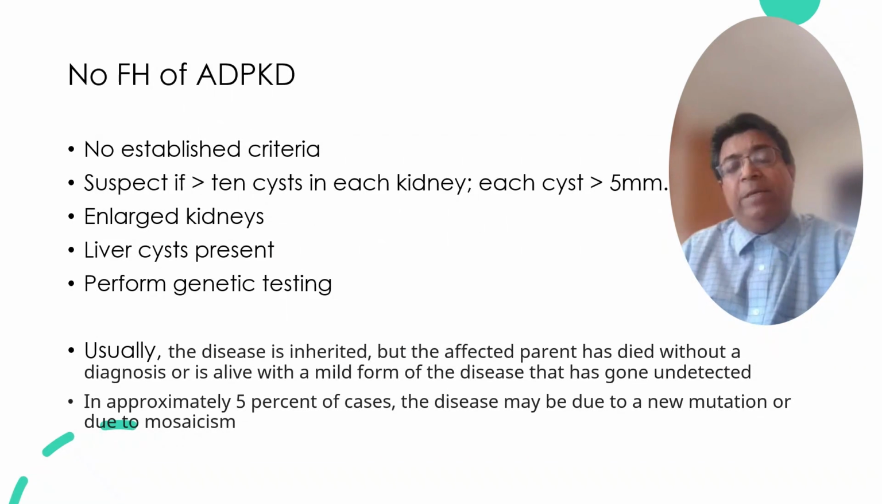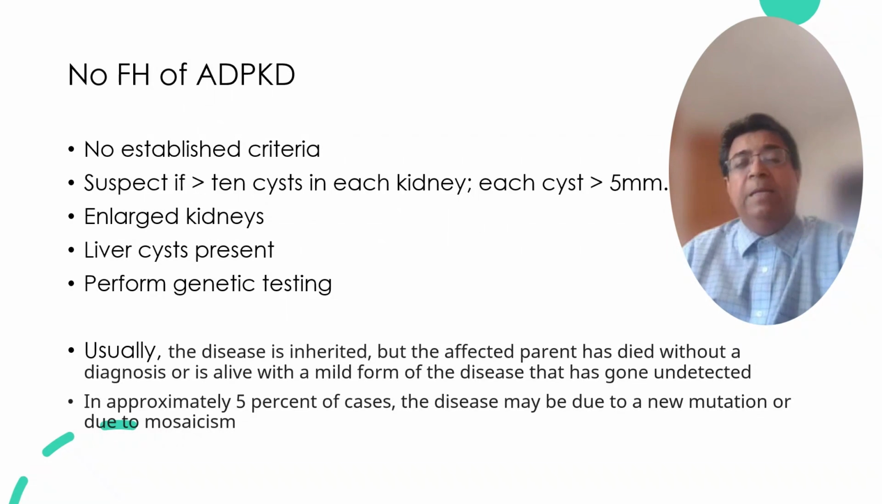If there is no family history of ADPKD, then there are no established criteria. But if there are more than 10 cysts in each kidney, then ADPKD should be considered. Each cyst should be more than 5 millimeters. Of course, if the kidneys are markedly enlarged, that would be consistent with significant cystic disease, which would be more than 10 cysts per kidney. If there are liver cysts present, you should explore the kidneys and see if renal cysts are present.